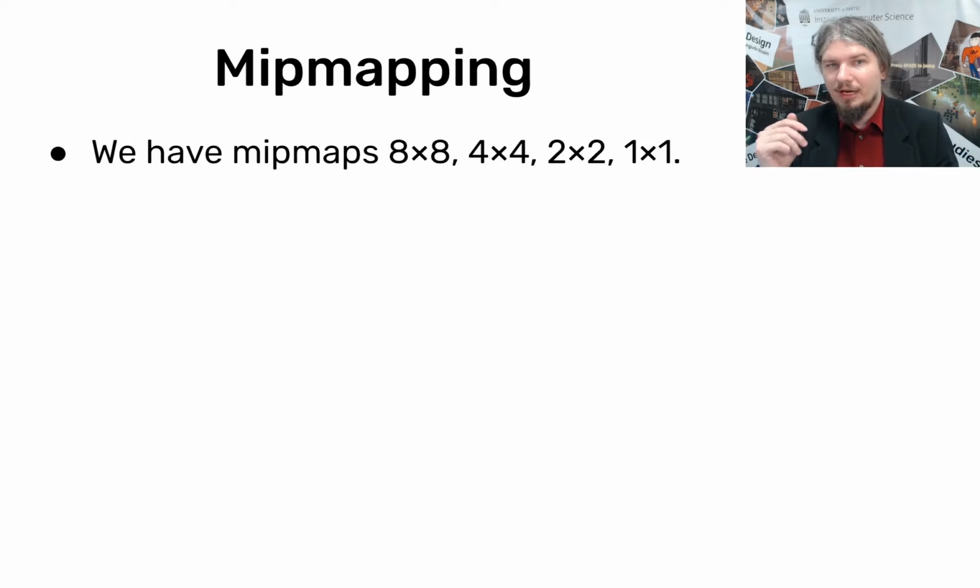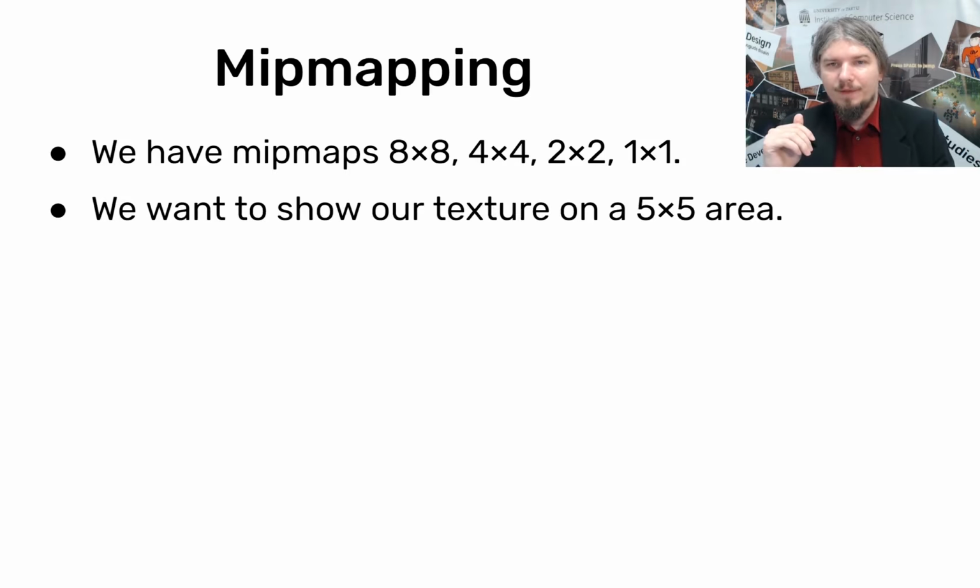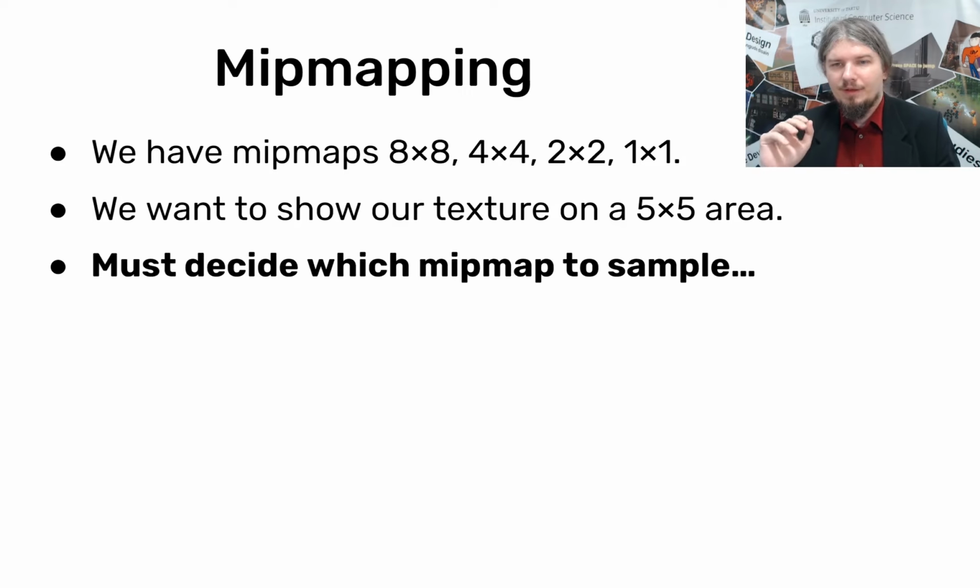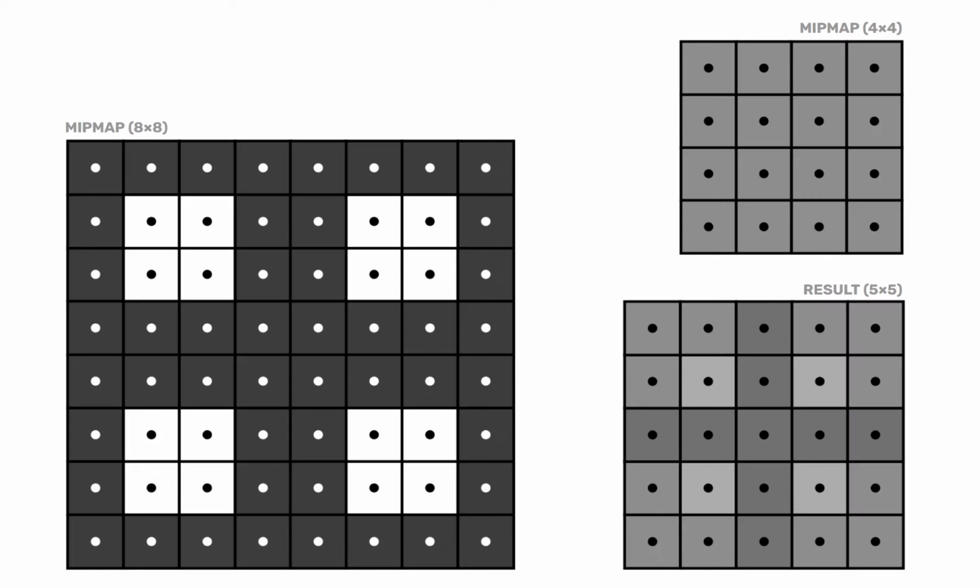So let's say we now have Mipmaps 8x8, 4x4, 2x2 and 1x1. And we want to show our texture on a 5x5 area. The question becomes what Mipmap we want to sample. Should we sample the 4x4 one, maybe the 8x8 one? Is there some smart way to do this? And it turns out there is.